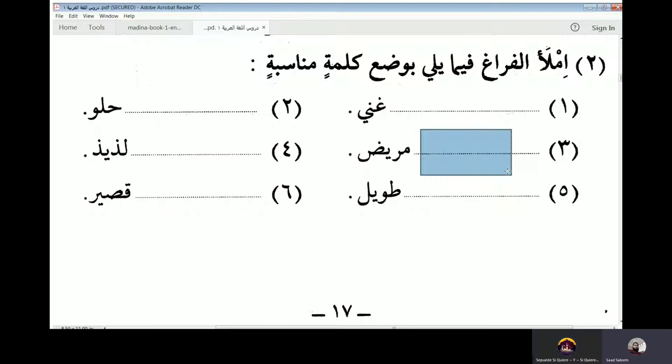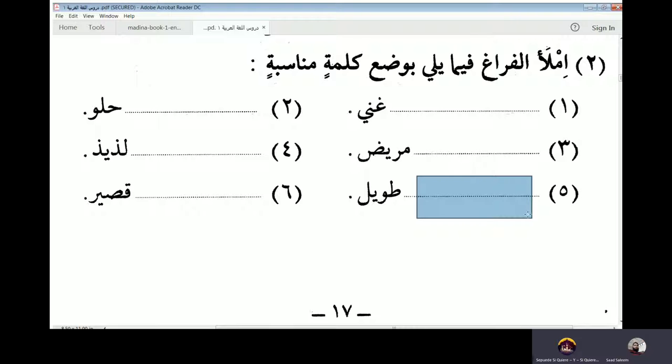Marid said, "Al-waladu maridun." The boy is sick. Ladidun means... delicious, right? Yes, delicious. Okay, the apple, at-tufahu ladidun, the apple is delicious? Correct. Okay.